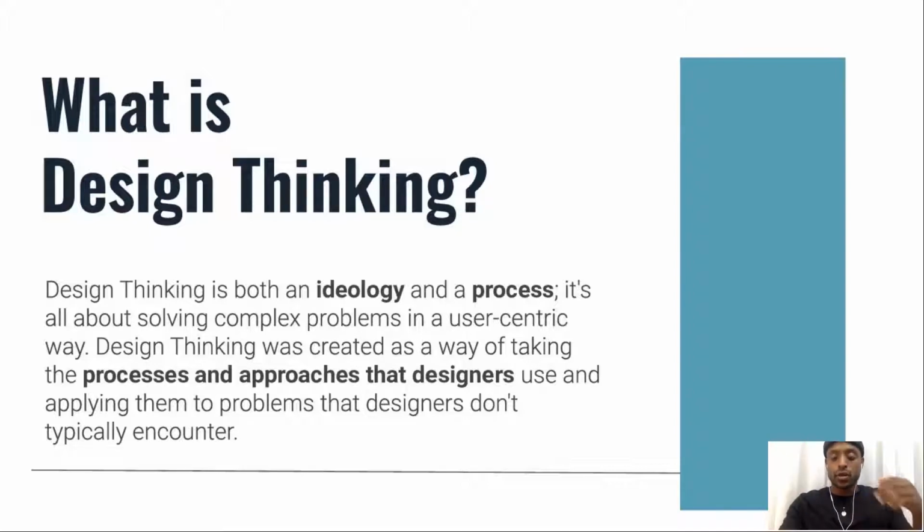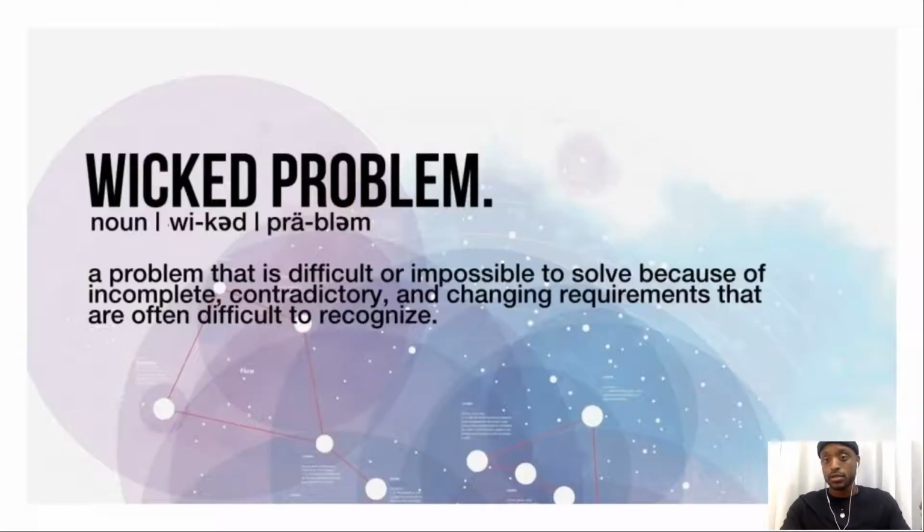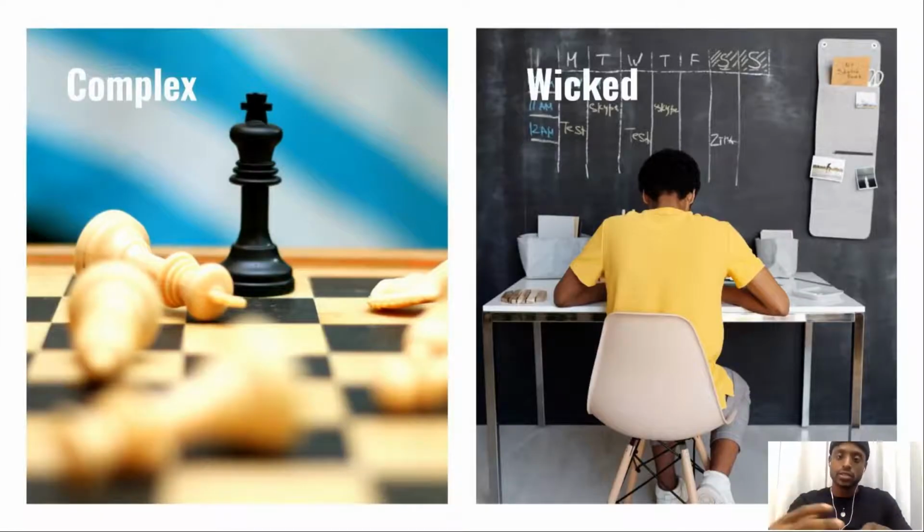And what you'll often find is the problems are defined as wicked problems. A wicked problem is a problem that is difficult or impossible to solve because of incomplete, contradictory, and changing requirements that are often difficult to recognize. So that's a really big difference that you have to focus on, is what types of problems design thinking focuses on. And I'll explain what a wicked problem is. I feel like that's not a good breakdown, but it's a good definition.